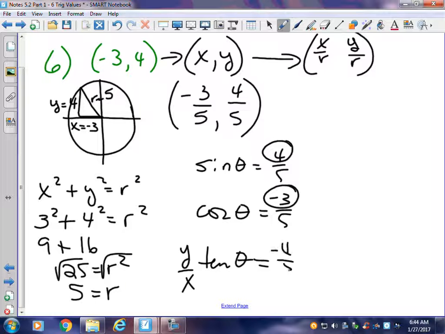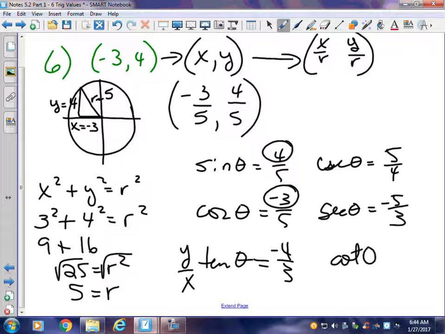-4 over 3. And it would be best when you're doing this that you don't circle those. I'm doing it for emphasis here in our notes, but I don't want you doing that when you're doing the work. Then cosecant of theta is the reciprocal, 5 over 4. Secant of theta is equal to -5 over 3. And cotangent of theta is equal to -3 over 4. So those don't need any rationalizing because there are no radicals.